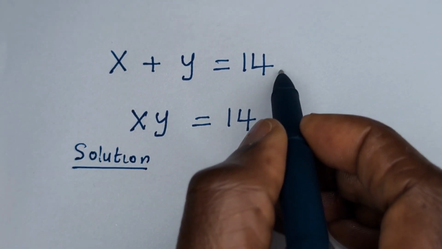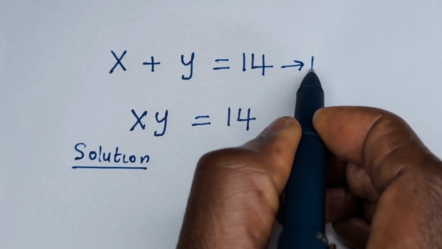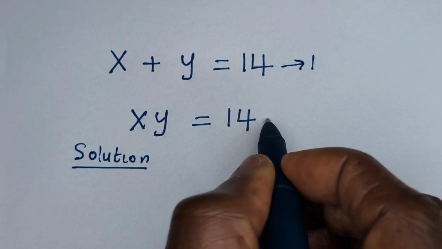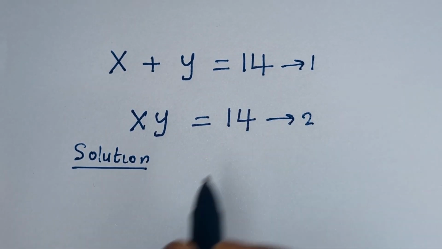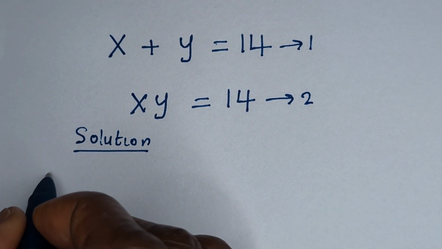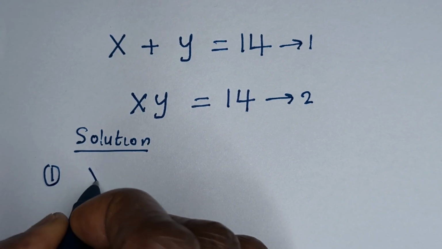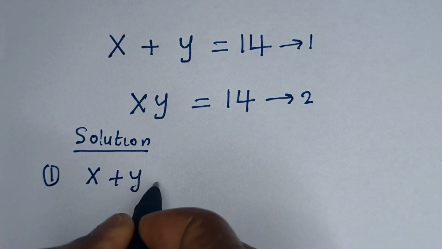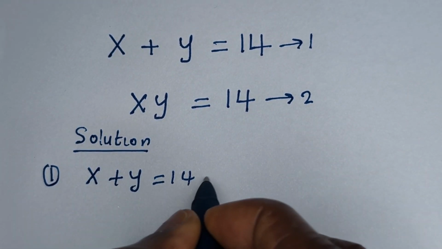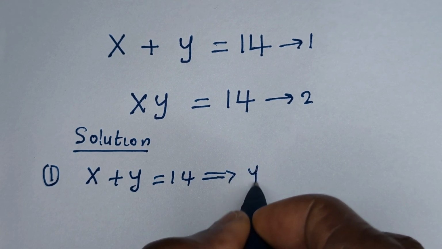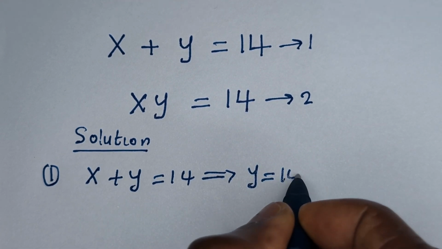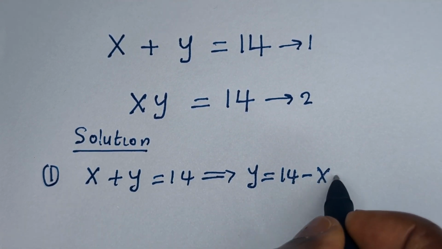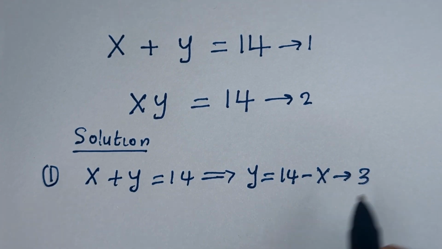x plus y is equal to 14. Let us call this equation 1. xy is equal to 14. Let us call this equation 2. Then from equation 1, x plus y is equal to 14, then y is equal to 14 minus x. Let us call this equation 3.